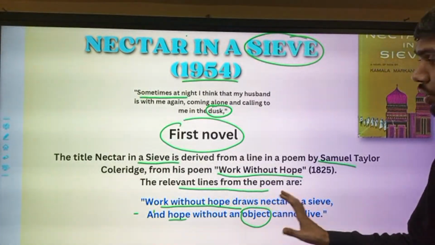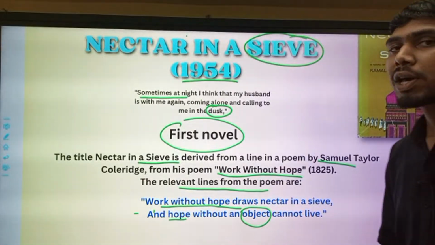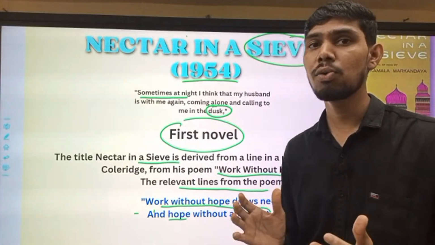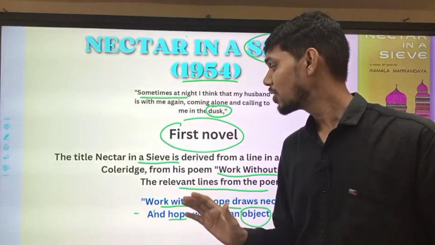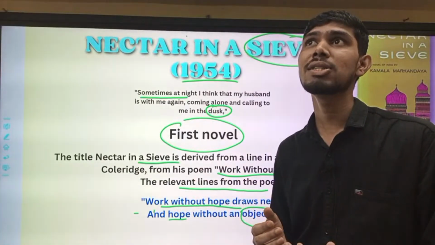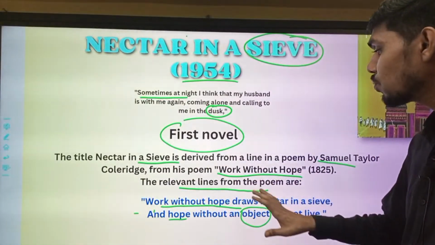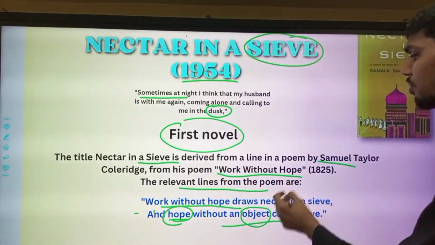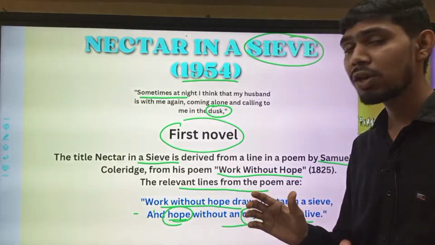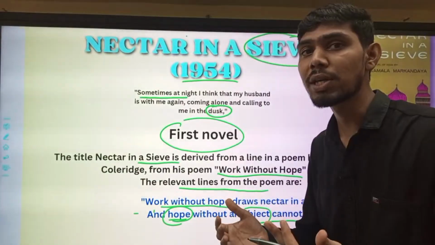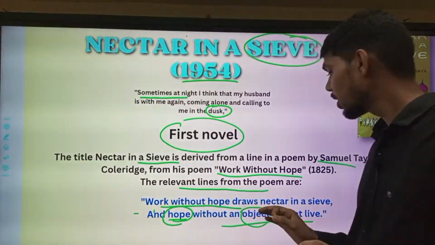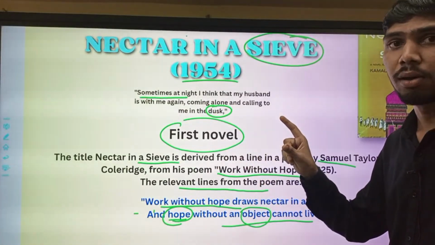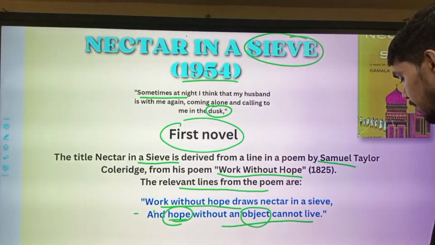What does this quotation mean? If you are working hard in any field and you don't have any clear goal or aim, then your work is futile. Your work is going to be wasted. The second line shows that hope without an object cannot live. If you have hope but you don't have any clear goal in your life, it means your work is futile. You are wasting your time. In the same way, we get the theme of these things.